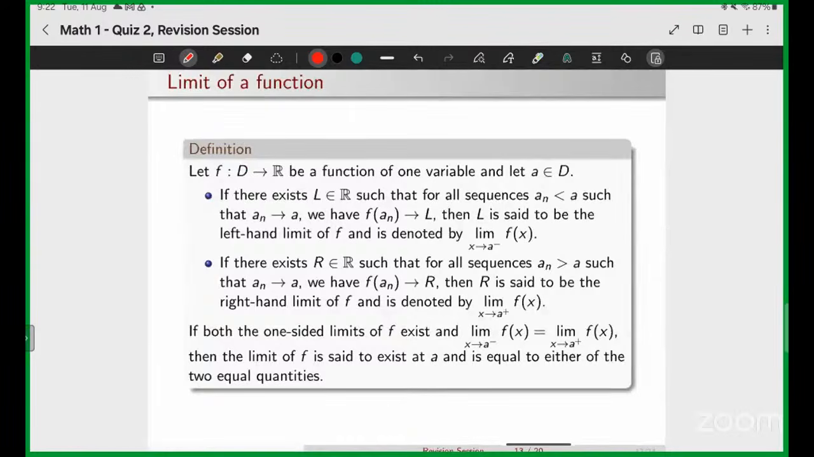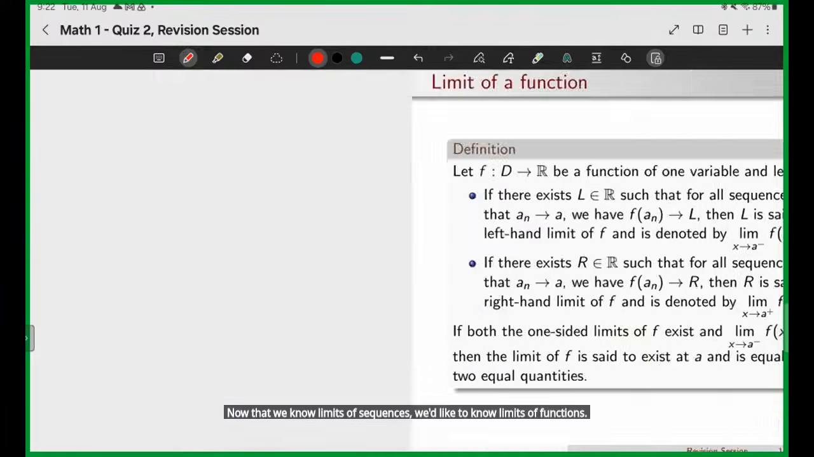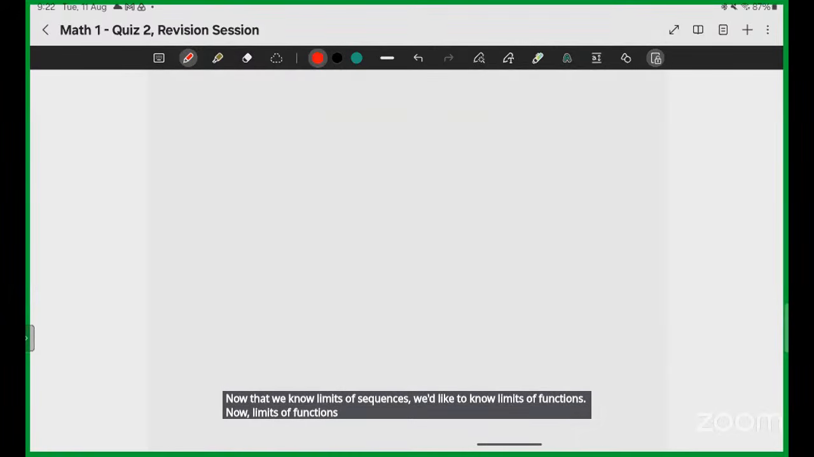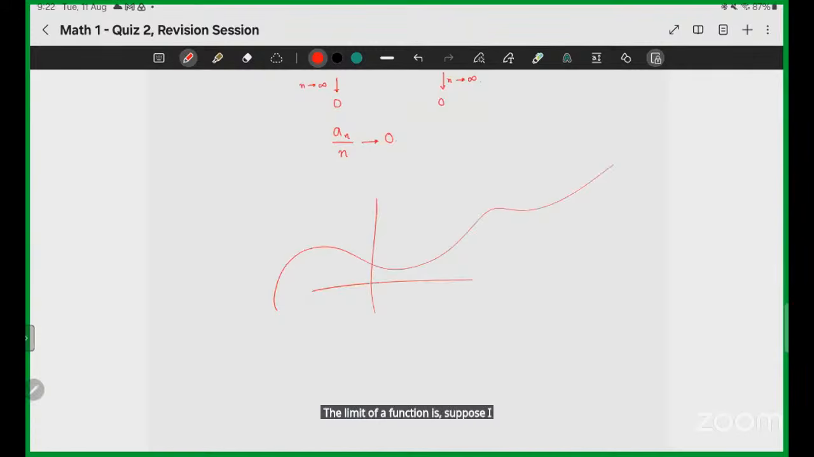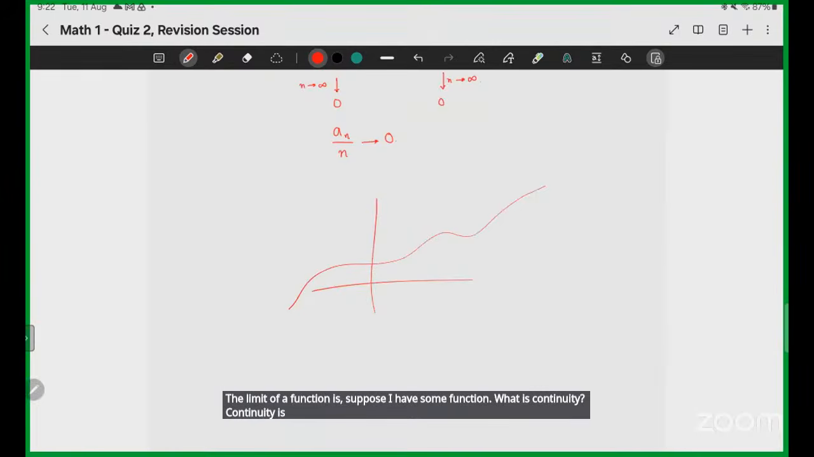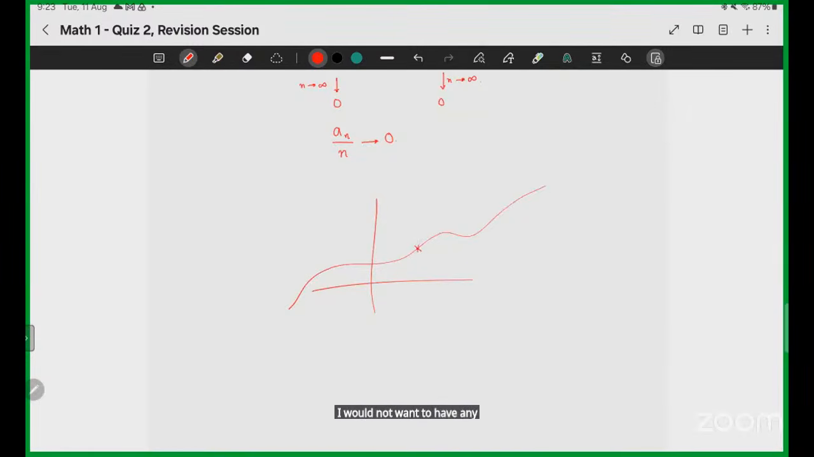Now that we know limits of sequences, we'd like to know limits of functions. Limits of functions naturally lead to continuity. What is continuity? Continuity is, very, very roughly speaking, that I would not want to have any breaks. So when would there be a break in the function?